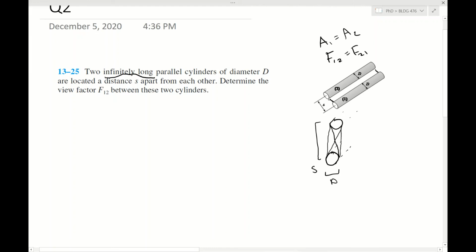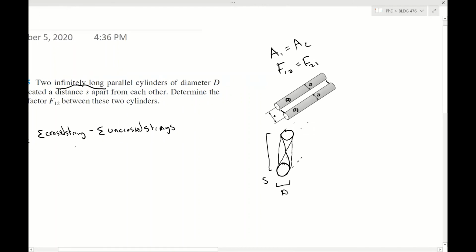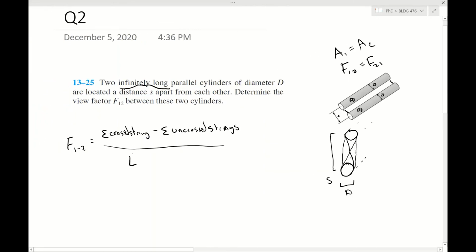And the way the cross-string method works is our F from 1 to 2 is equal to the sum of the crossed strings minus the sum of the uncrossed strings, and then all divided by 2 times the length of the surface that's being exposed through the string method. So we usually call this L of surface i.